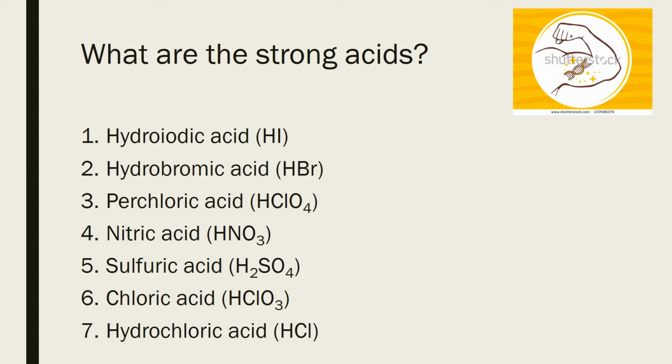We have some common strong acids. They're very concentrated or can be very strong. They're hydroiodic, hydrobromic acid, perchloric acid, nitric acid, sulfuric acid, chloric acid, and hydrochloric acid. So just some common strong acids.